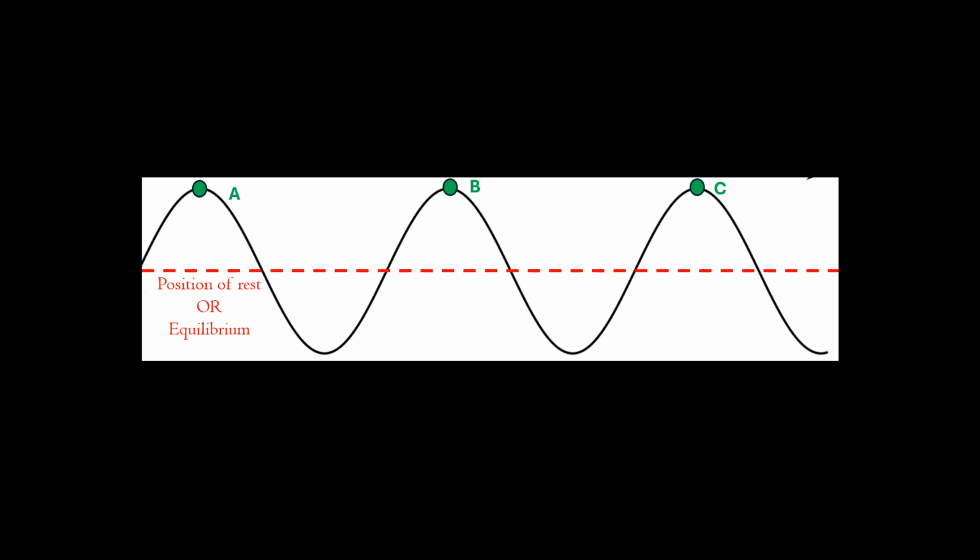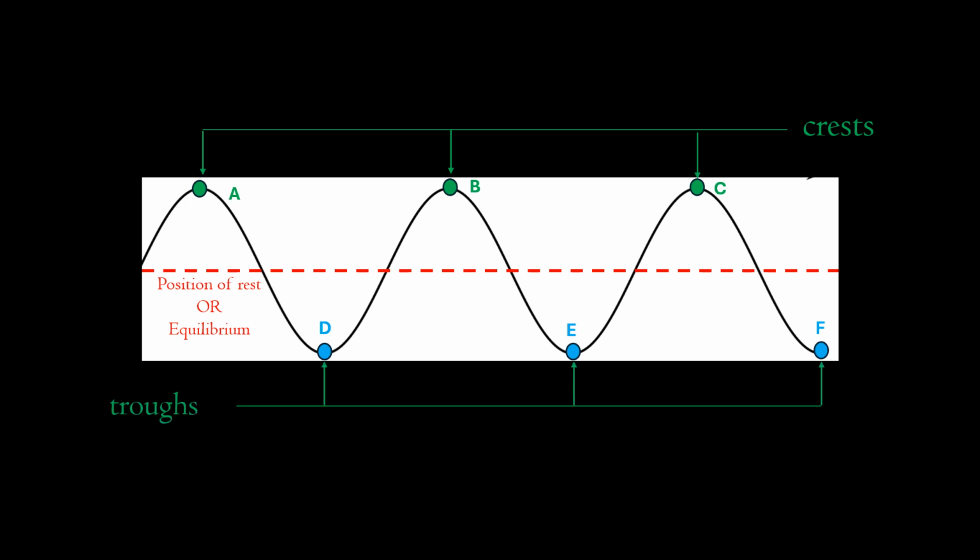The lowest points, D, E, and F, also have a name. Can you guess what they are called? They are referred to as the troughs of a transverse wave.